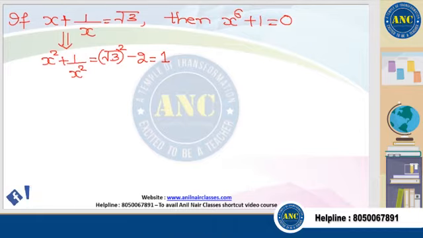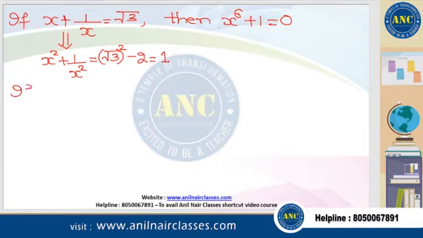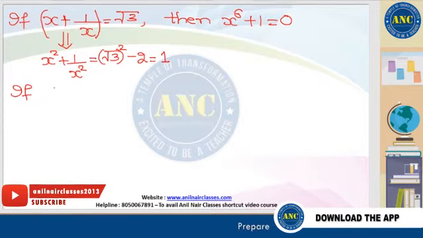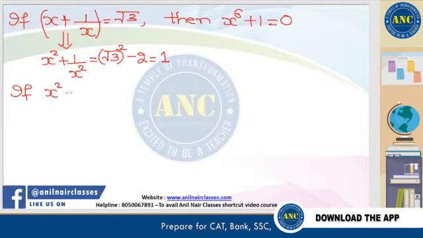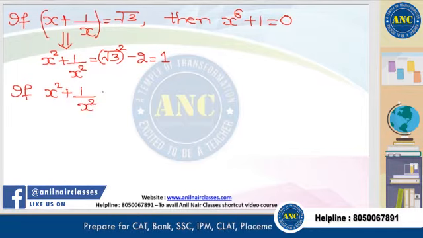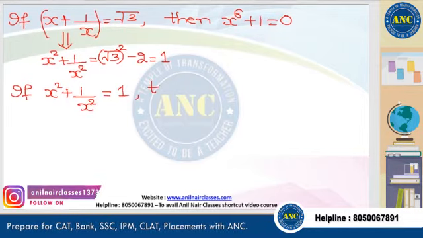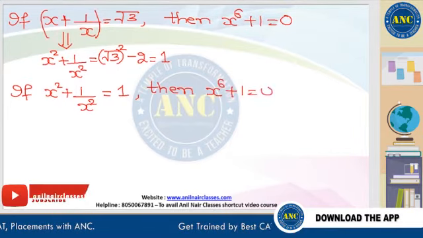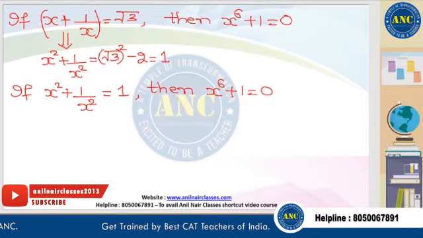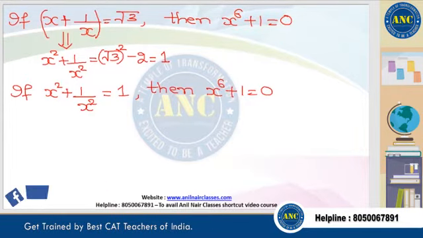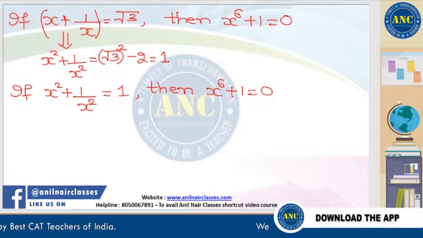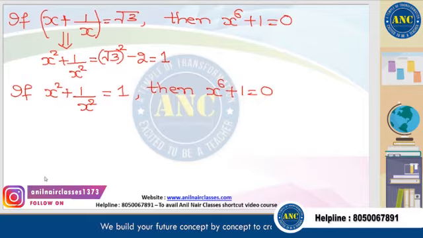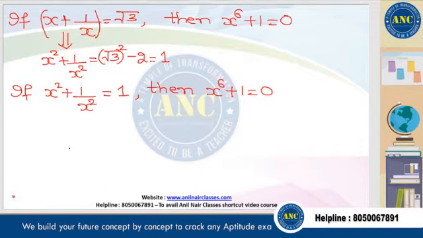That means, can I say this also? Instead of saying if x plus 1 by x equals root 3, I can say if x square plus 1 by x square equals 1, then also x power 6 plus 1 will be equal to 0. This is another way of expressing it. Like that you can express it in so many ways and get the answer very easily, sir. I hope you are understanding the logic. Now, another way of expressing it, observe carefully. Multiple ways you can express it.